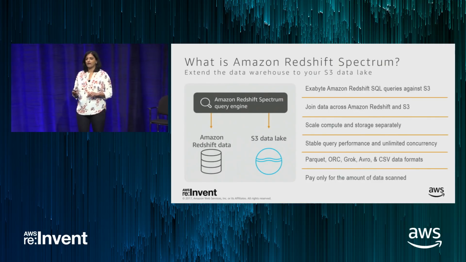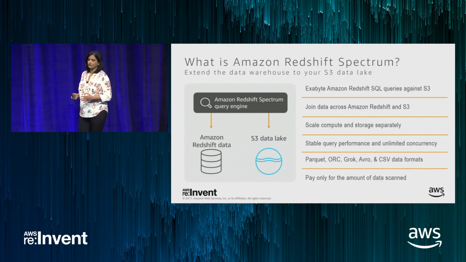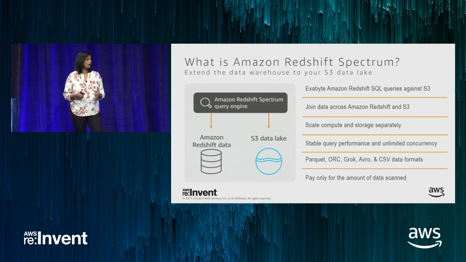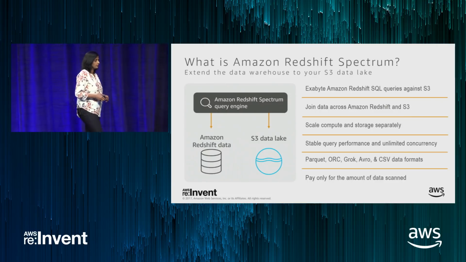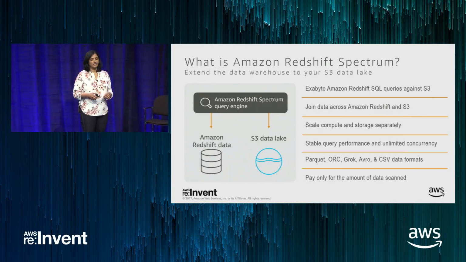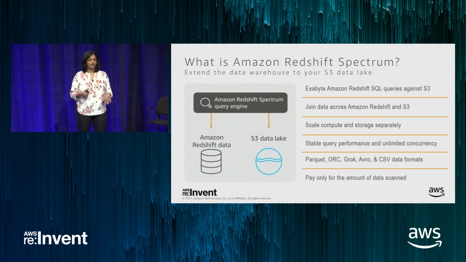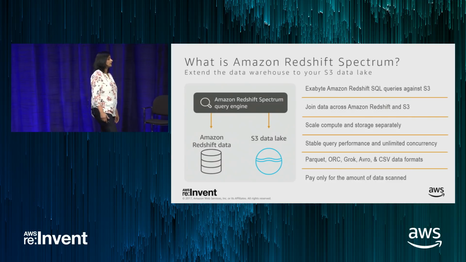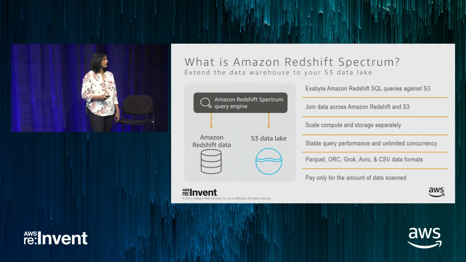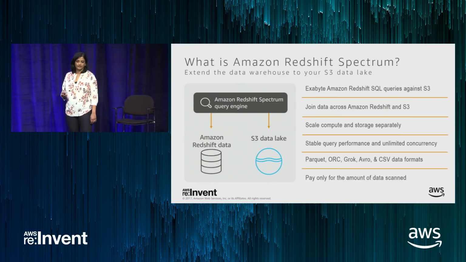And then if you have your data warehouse in Redshift, and you also have data on Amazon S3, you can use Amazon Redshift Spectrum to run queries against your data on S3, do a join between the data in Amazon Redshift and S3, and run exabyte scale queries in just a few minutes.